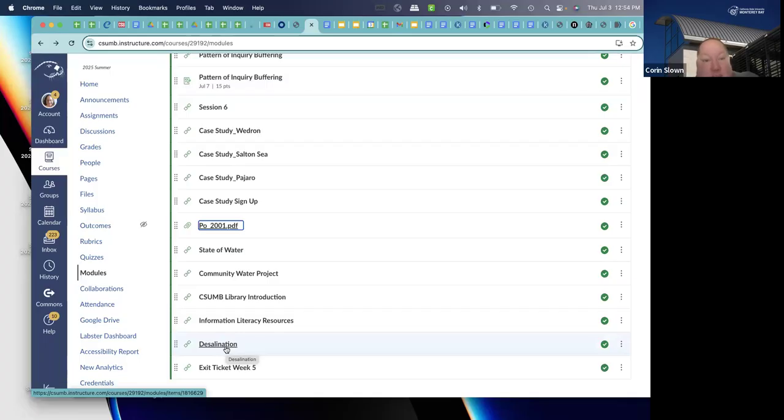We'll make our selection for the site that you're going to study when we meet on Tuesday for your community water project. So be thinking about what you want to do, and keep a lookout for the email with the list of potential sites.